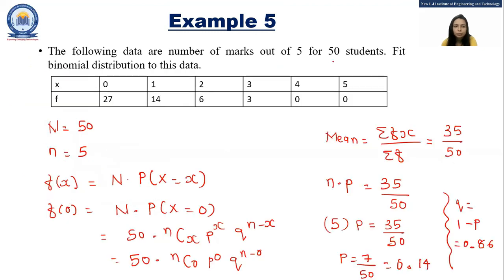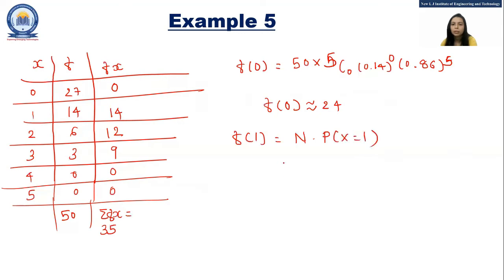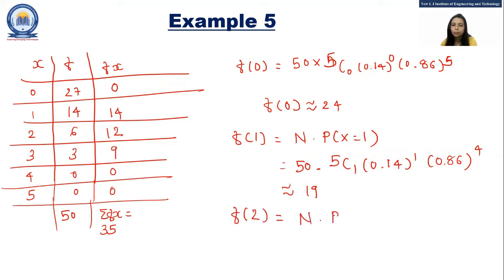So f of 0 is equal to 50 into 5C0, 0.14 raised to 0, and 0.86 raised to 5, as n is equal to 5. So f of 0 is near to 24. Similarly, we can find f of 1, that is N into P of x equals 1. So 50 into 5C1, 0.14 raised to 1, 0.86 raised to 4, and that is near to 19. Similarly, f of 2, that is N into P of x equals 2, is equal to 50 into 5C2, 0.14 raised to 2, 0.86 raised to 3, and that is near to 6.